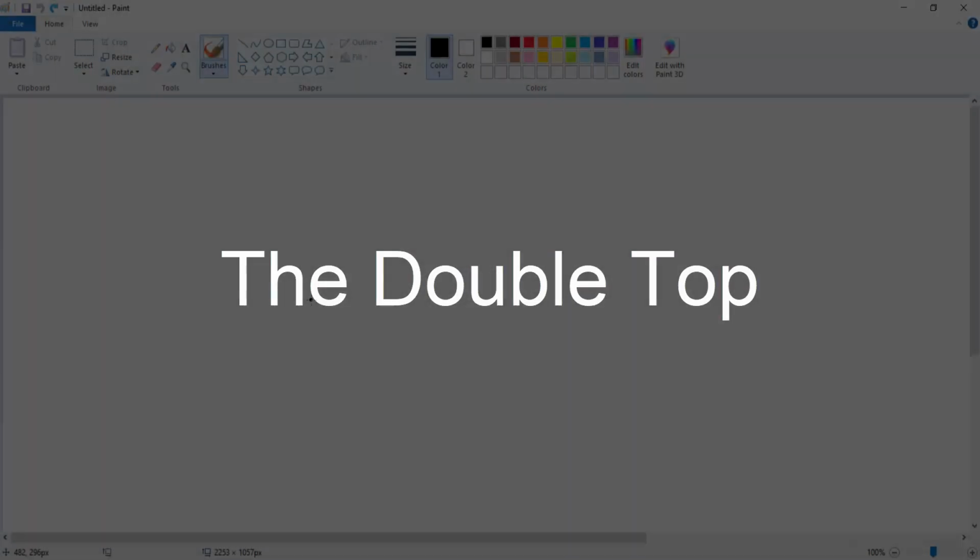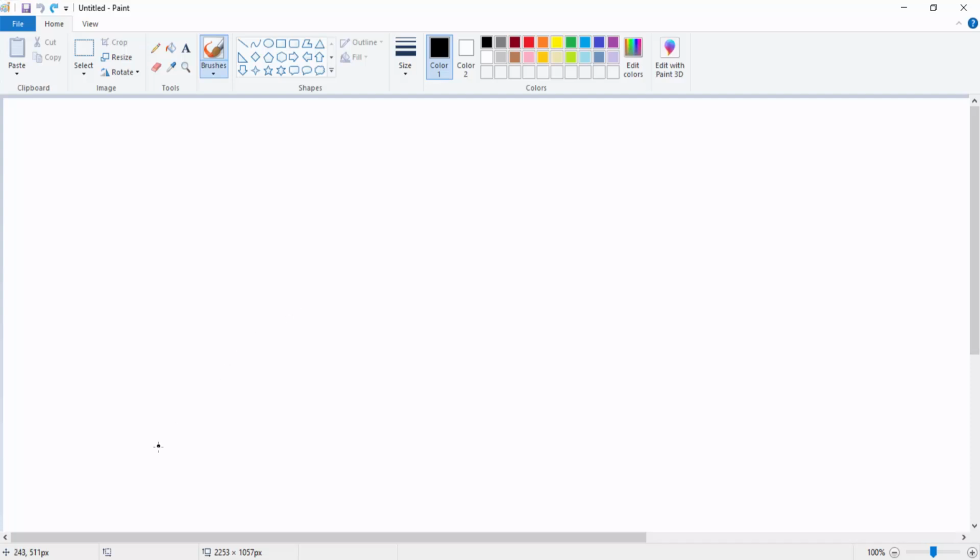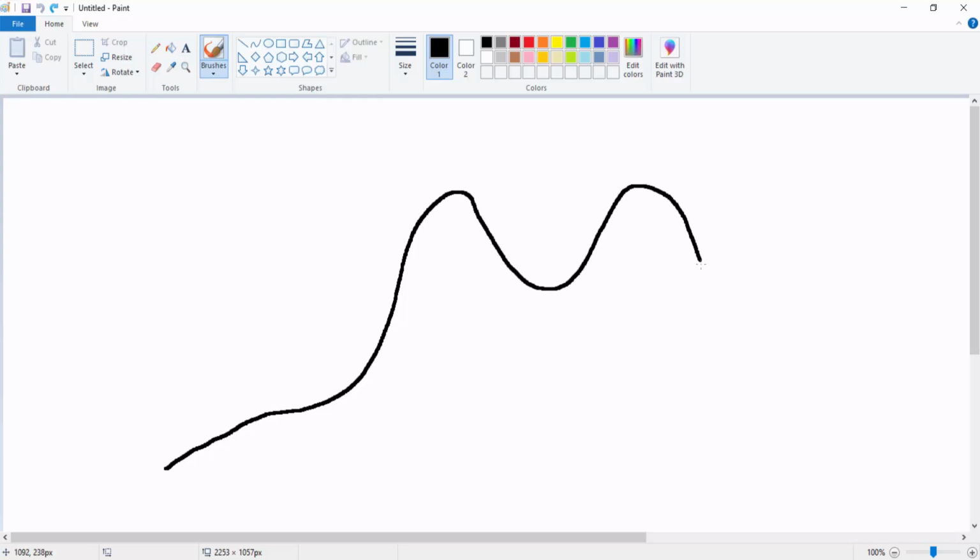The double top. This is a bearish reversal pattern that appears after an uptrend. Here's how you identify it. First, you have the uptrend, and then the double top pattern consists of two peaks that are approximately at the same level. Something like this. So you have peak 1 here, peak 2 here, and it's very important to make note of the trough or valley between the two peaks here.